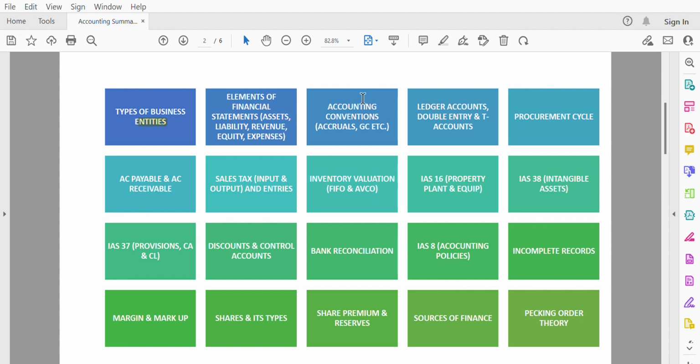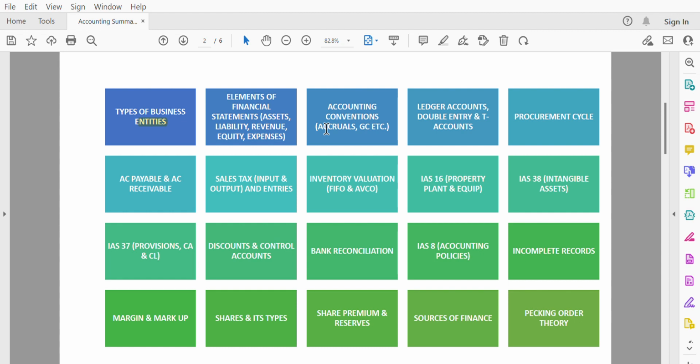Accounting is done on a basis. The basis of accounting are the accounting conventions. So accounting conventions are basically some rules on which the transactions need to be recorded. Firstly is the accruals. Accruals means that the transaction is recorded on the basis of when it is incurred and not when cash is received or paid. This means that the transaction has to be recorded when it occurs.